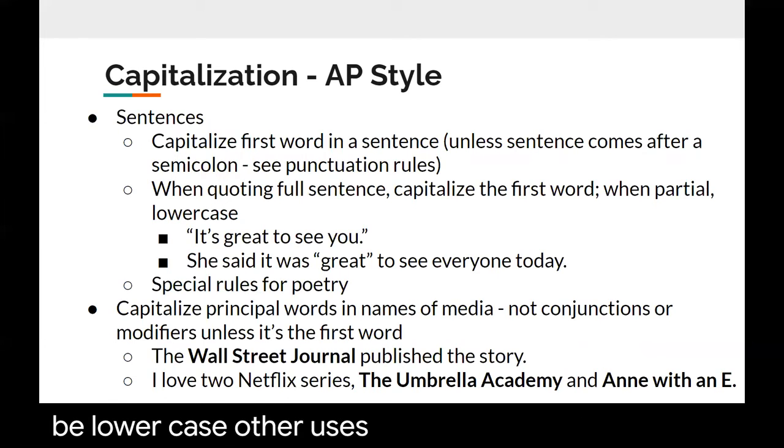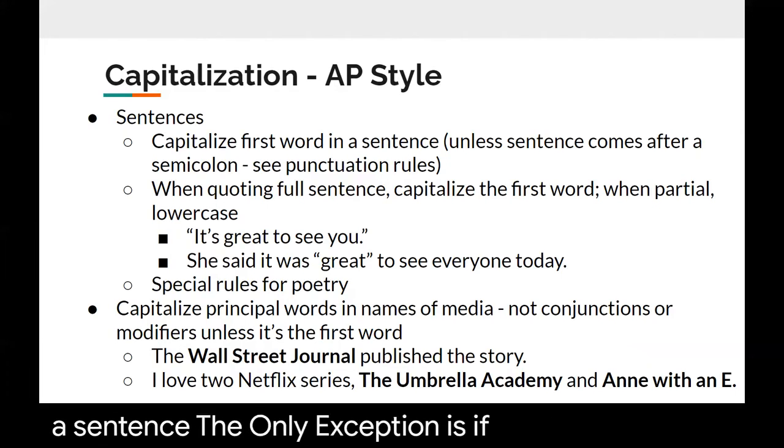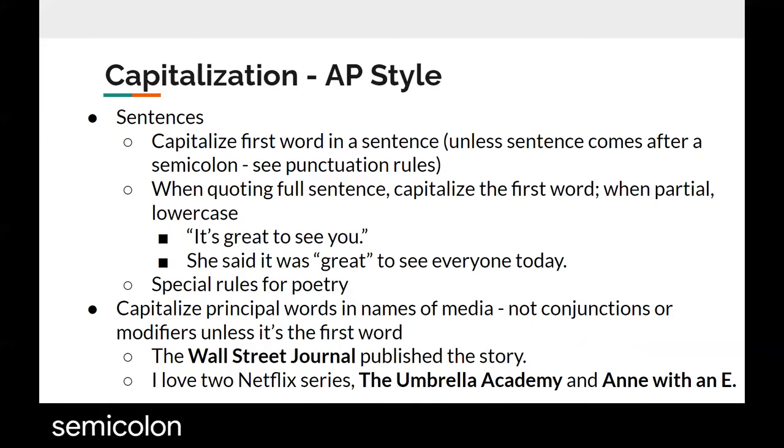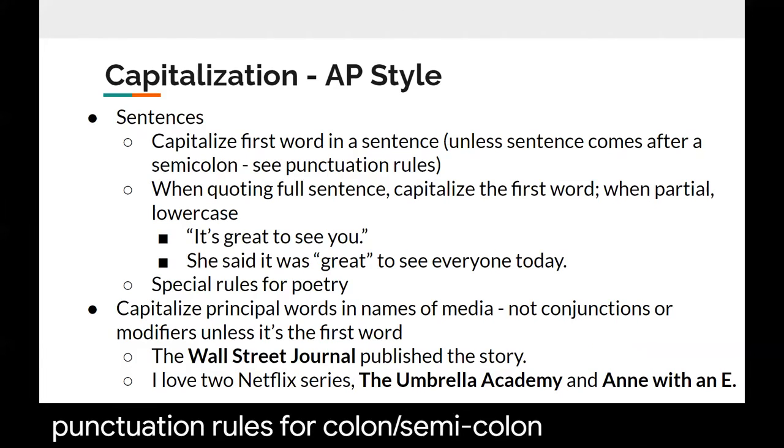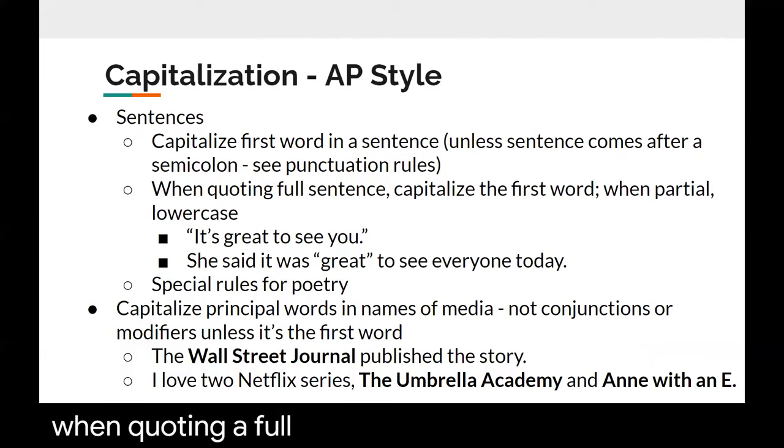Other uses for capitalization in AP style: in sentences, we always capitalize the first word in a sentence. The only exception is if you're using a semicolon, then the second sentence would not be capitalized. Make sure you're referring to your punctuation rules for colons, semicolons, parentheses, etc. When quoting a full sentence, you're going to capitalize the first word, but when you're quoting something partially, then it's still going to be lowercase.